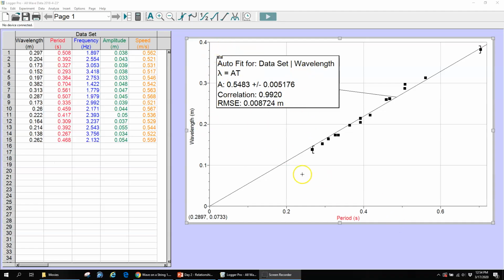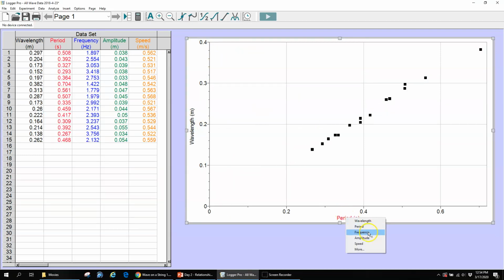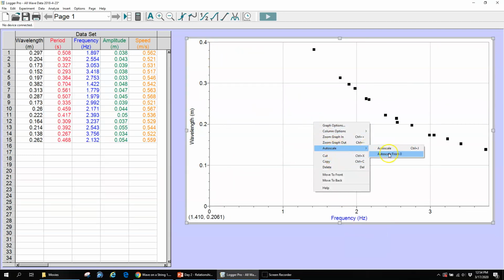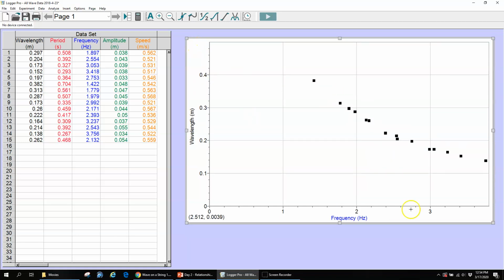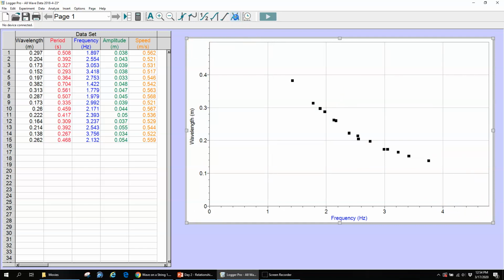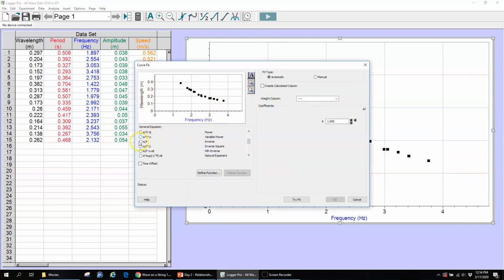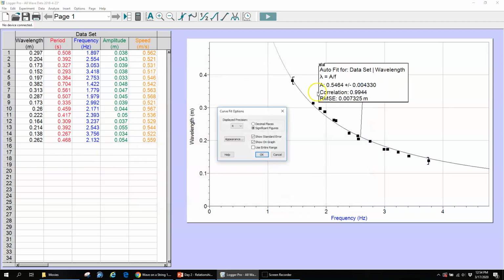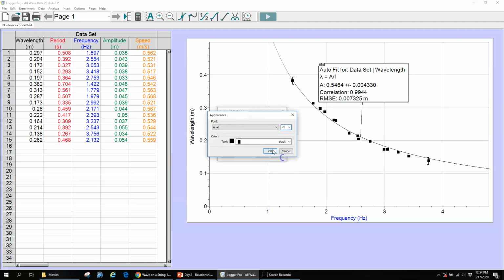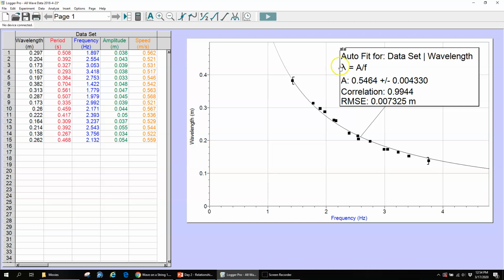So instead of wavelength and period, we will say wavelength and frequency. Probably not surprising given what you just guessed it would be. If I put a model fit on this, power fit, it's almost exactly 1, which is an inverse relationship. To clean it up, I can make it exactly 1. And here we go. This gives us the relationship here. Wavelength is inversely proportional. And again, the proportionality constant is the speed of the waves.